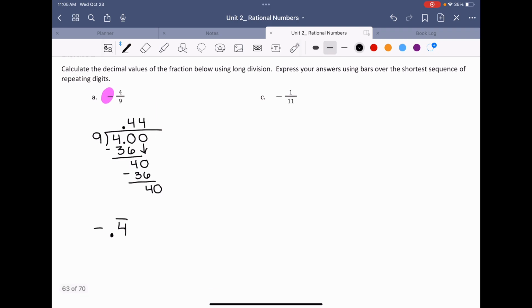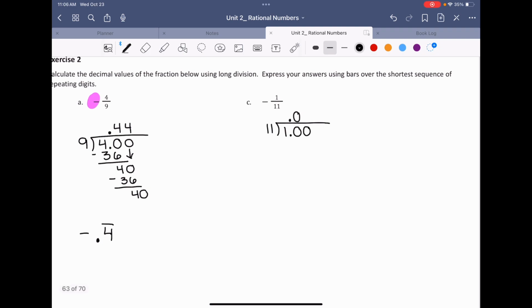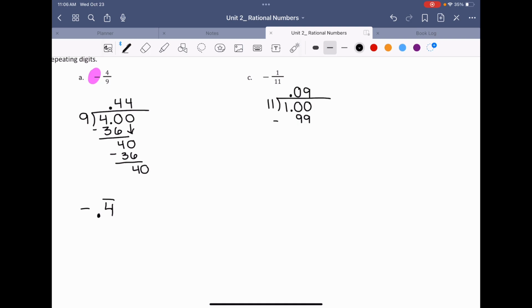Let's try the next one. So push it over. 11 on the outside, 1 on the inside, add a 0. What happens here, 11 doesn't even go into 10 either, so I have to add a 0 up top, because that's my placeholder, and add a 0 on the bottom to get 100. 11 goes into 100 9 times, because 9 times 11 is 99. When I subtract them, I get 1 left over.